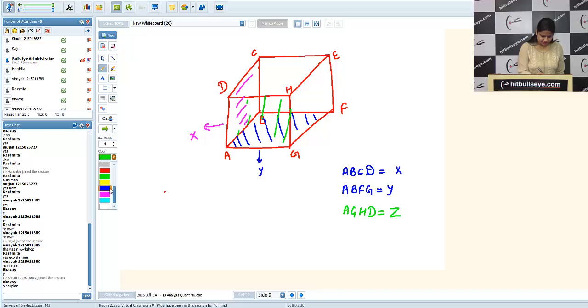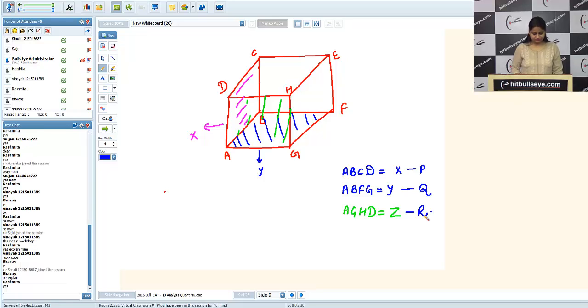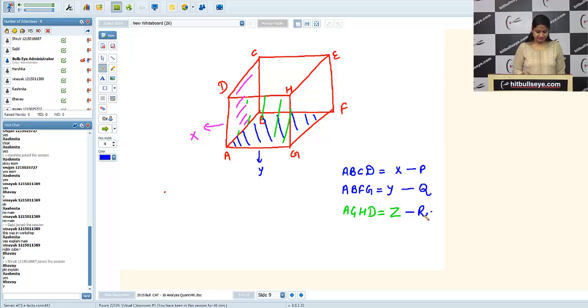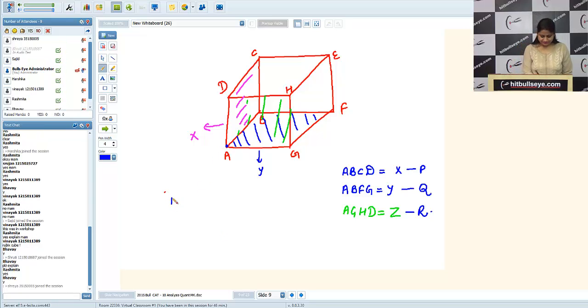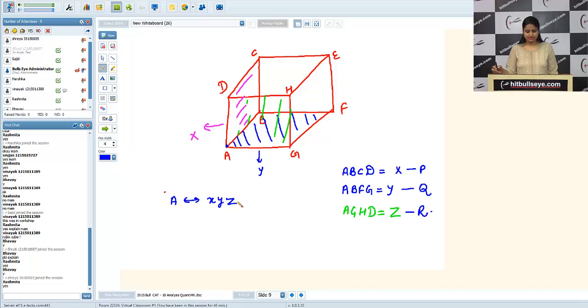Are you getting me, guys? You have to visualize it. And opposite to X, I am considering the number written is P. Opposite to Y, number written is Q. And opposite to Z, number written is R. Are you getting me, guys? Bhavya, that was your problem. Okay. Now, what is the thing given? We are writing on every corner the product of the three adjacent faces. So if we talk about A, on A, the product will be X, Y, Z. Can I say this? Clear?